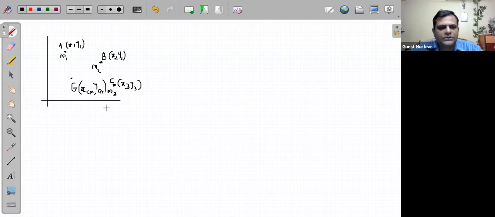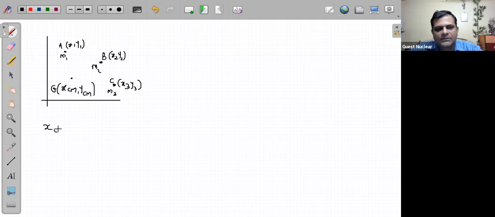Yes. So there are formulae for finding this xcm and ycm. That means the coordinates of the center of mass we can find in a simple way by just generalizing the above formulae. So the formulae we wrote above, we only have to generalize them.